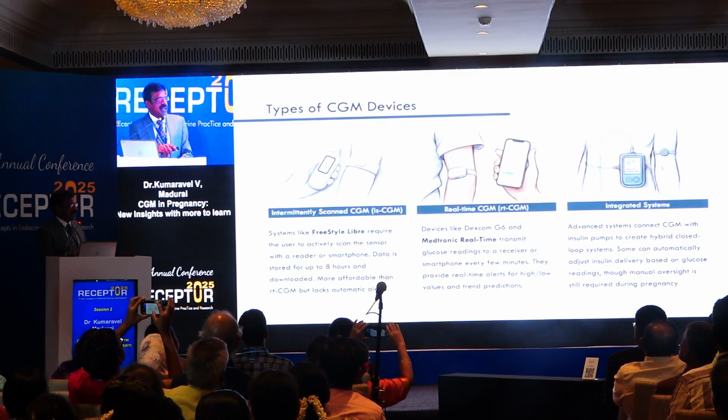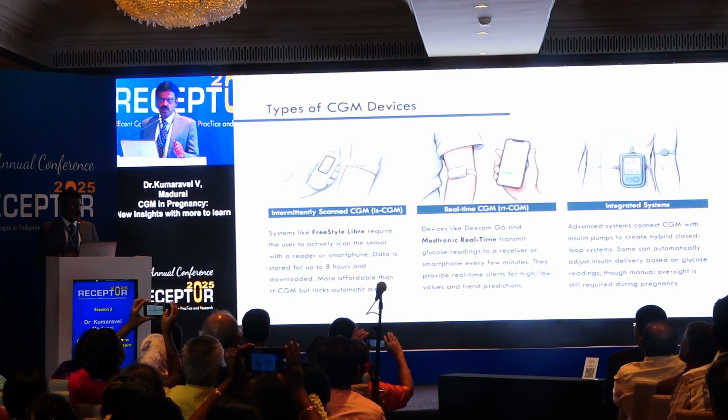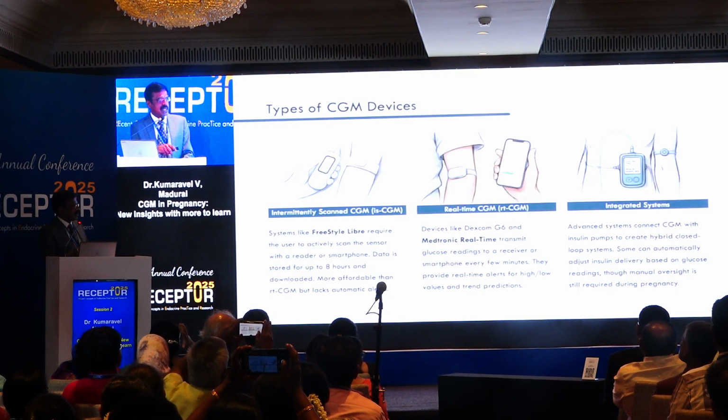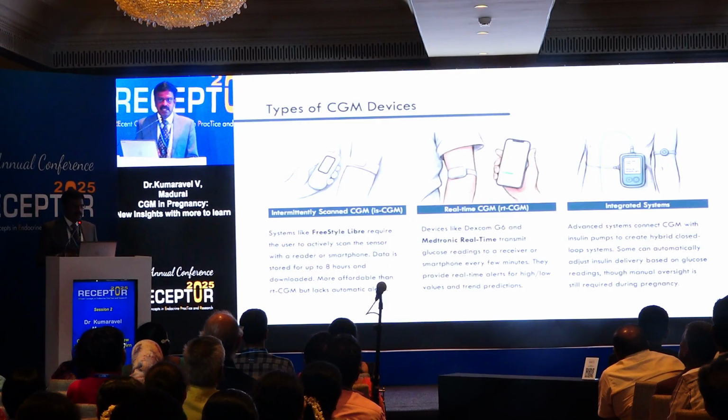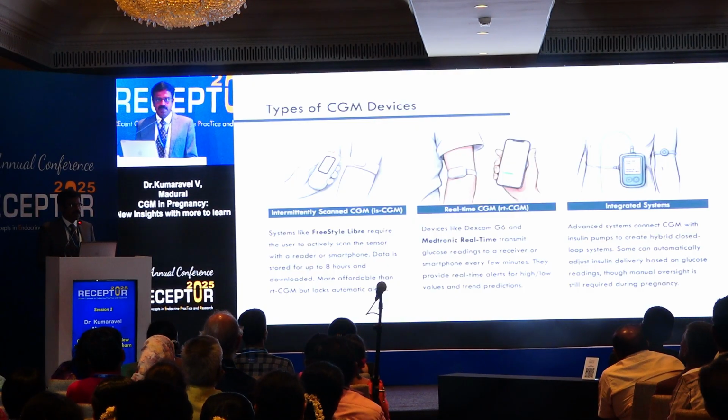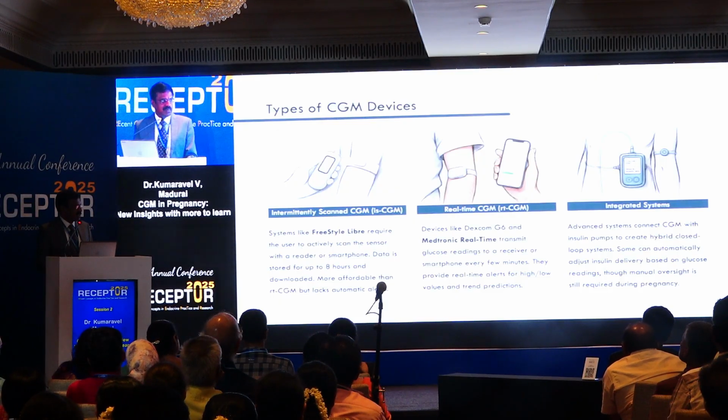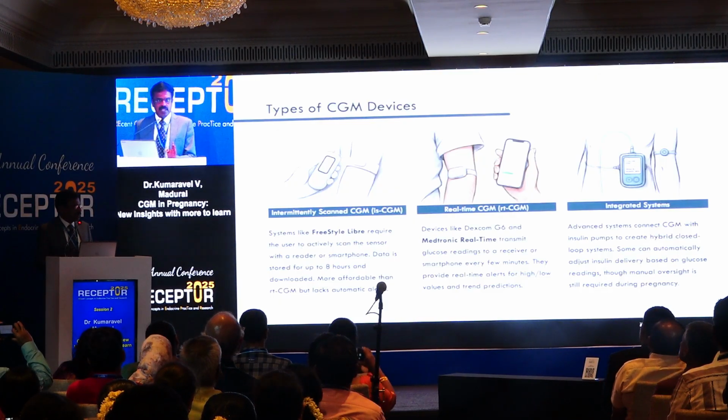You can have a reader where only when you use a reader, your value is seen. Again, you can have a real-time CGM where you can have your reader in your mobile phone, which you can scan also. You can have an integrated CGM where, if you are using an insulin pump, your CGM could integrate with your insulin pump. So you can have 3 types of CGM. And of course, the cost varies between each.